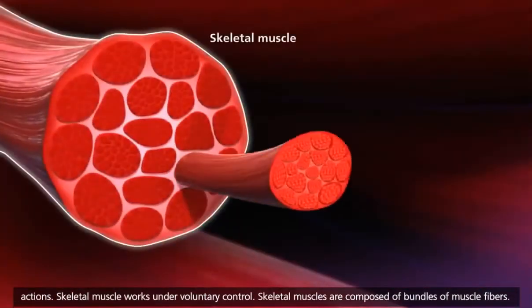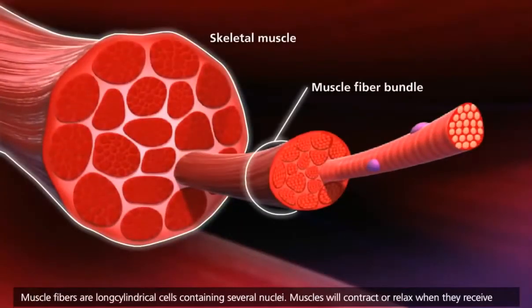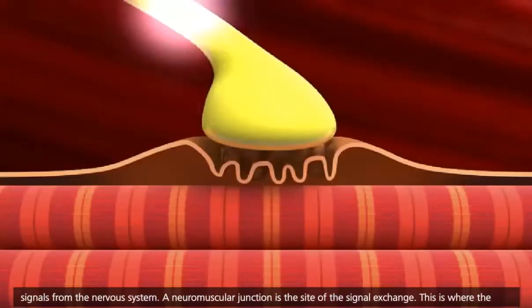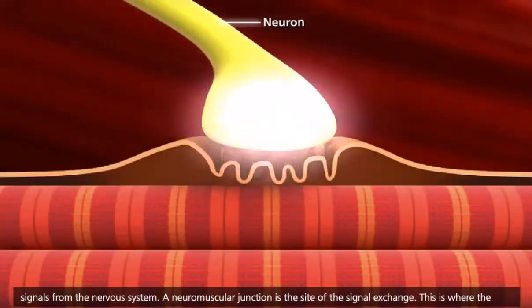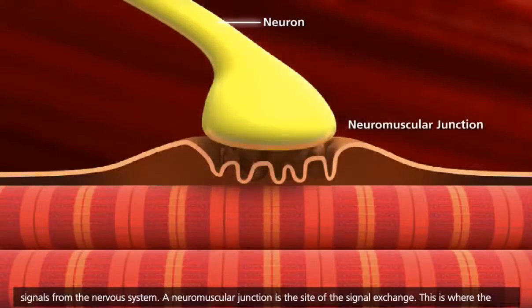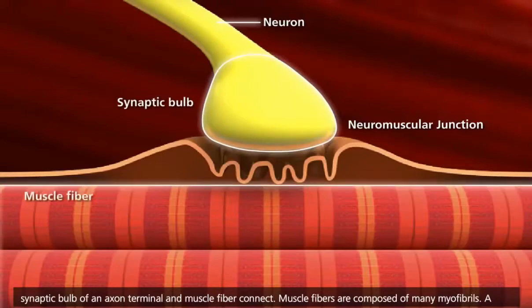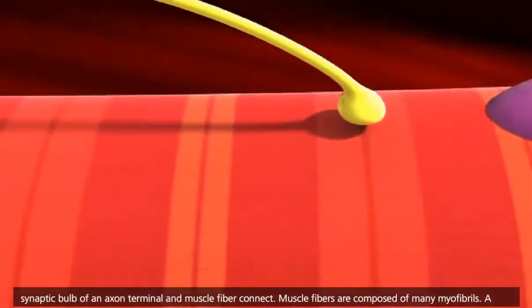Skeletal muscles are composed of bundles of muscle fibers. Muscle fibers are long cylindrical cells containing several nuclei. Muscles will contract or relax when they receive signals from the nervous system. A neuromuscular junction is the site of the signal exchange. This is where the synaptic bulb of an axon terminal and muscle fiber connect.